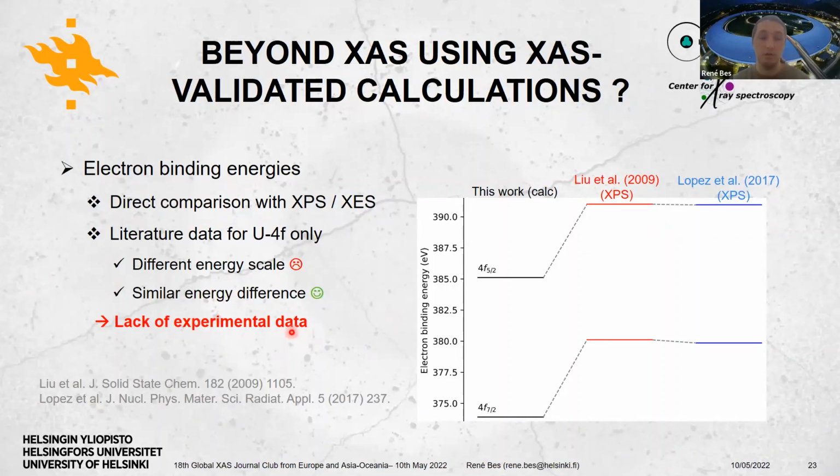There is also a lack of experimental data. We were able to have the calculations down to this energy, so down to the 4f, but we have all the positions of the binding energies in potassium uranate for the other shells, down to 0 electron volts, typically.